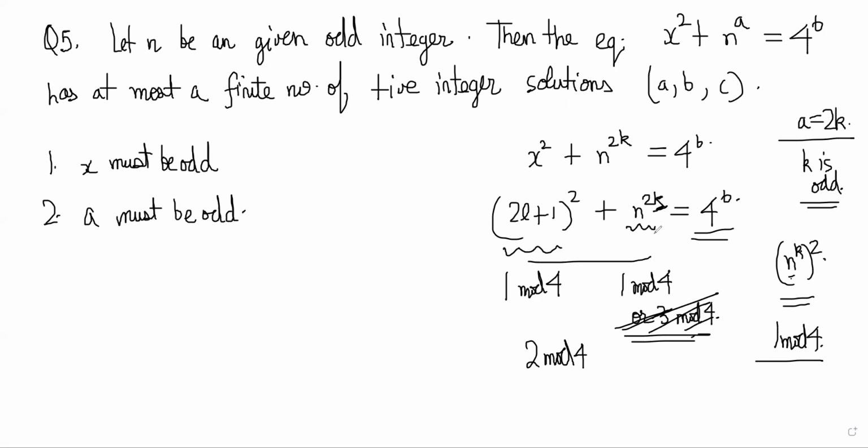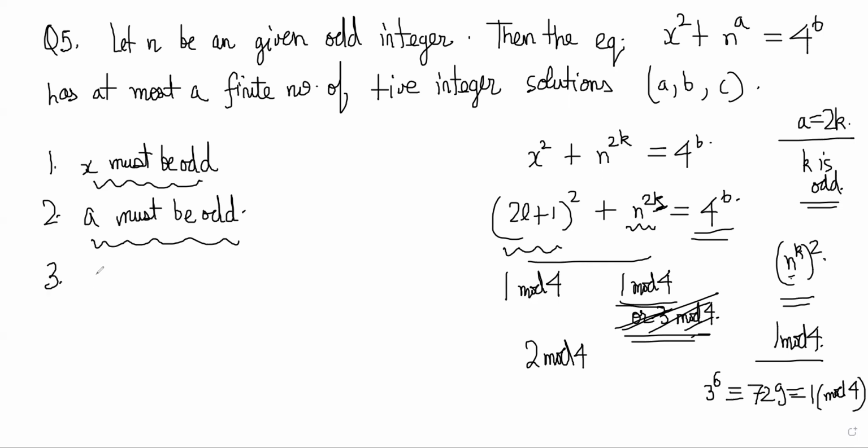Correct. So for example, if I take 3 power 6, 3 power 6 is 729. So notice that 729 is 1 mod 4, right? Take even numbers where k is odd, right? In that case, you will always find this as 1 mod 4. So you are going to get a contradiction, and you are going to be able to show that x and a both must be odd, right? So we have 3 things so far. X is odd, a is odd, n is odd, right? That was given in the question itself.